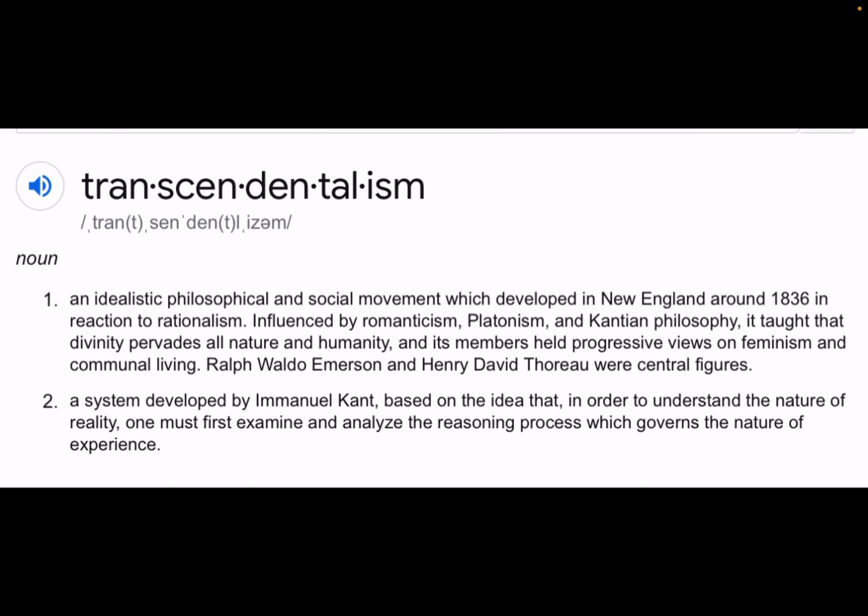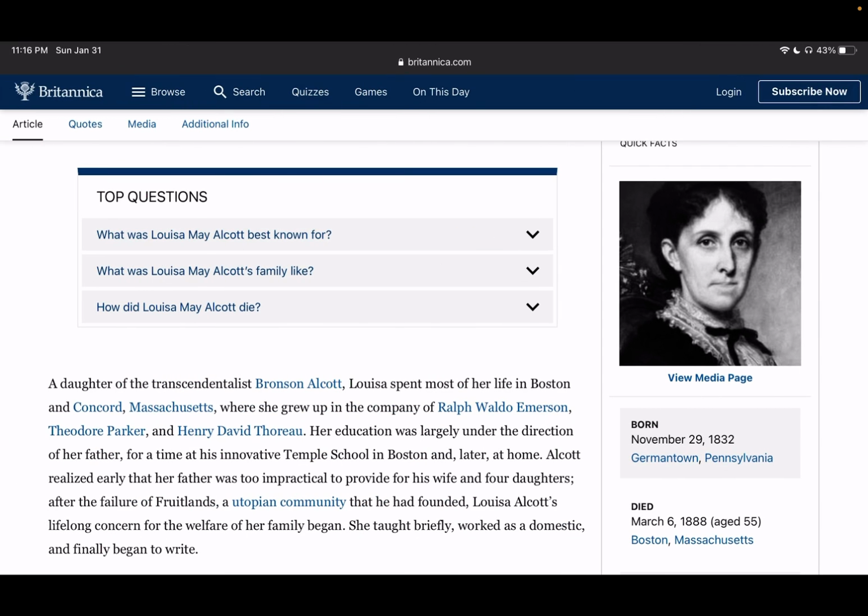Just a note, transcendentalism, that's a big word there. Transcendentalism is an idealistic philosophical and social movement which developed in New England around 1836 in reaction to rationalism. Influenced by Romanticism, Platonism, and Kantian philosophy, it taught that divinity pervades all nature and humanity, and its members held progressive views, and Ralph Waldo Emerson and Henry David Thoreau were central figures of that movement. So that's the movement that her father was involved in, Bronson Alcott.